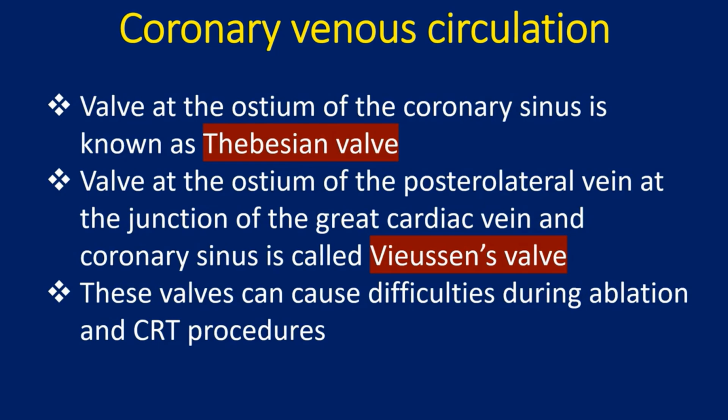Valve at the ostium of the coronary sinus is known as Thebesian valve. Valve at the ostium of the posterolateral vein at the junction of the great cardiac vein and coronary sinus is called Vieussens' valve. These valves can cause difficulties during ablation and CRT procedures.